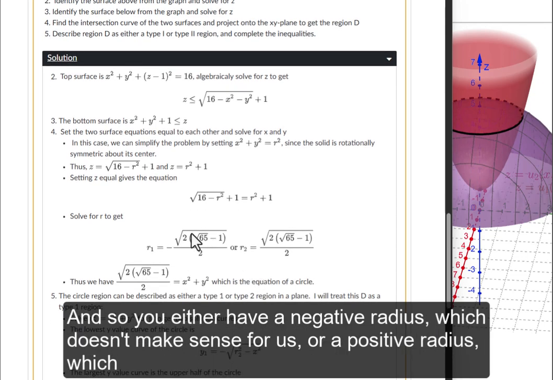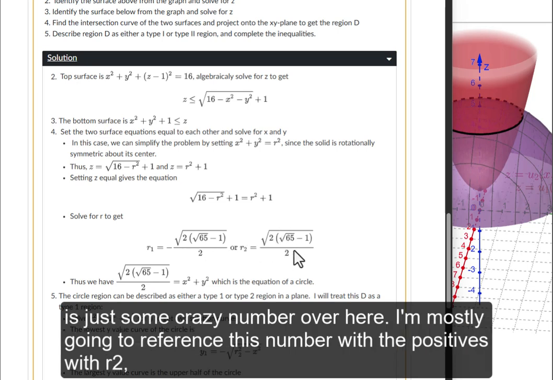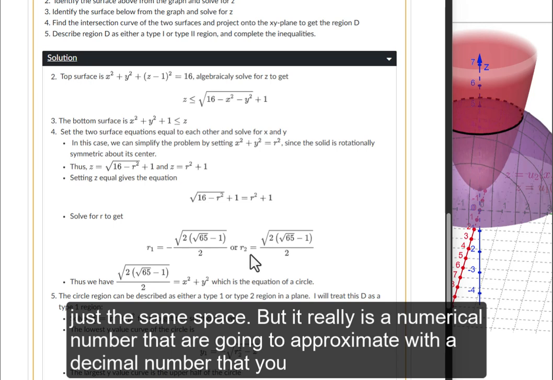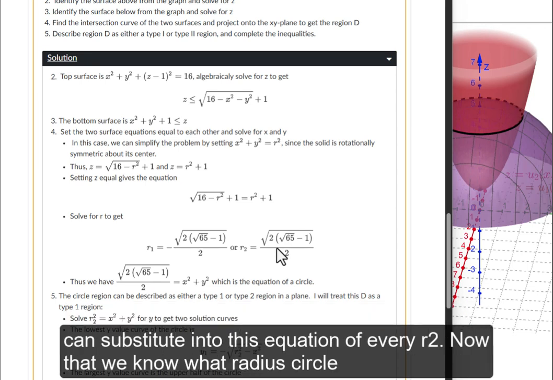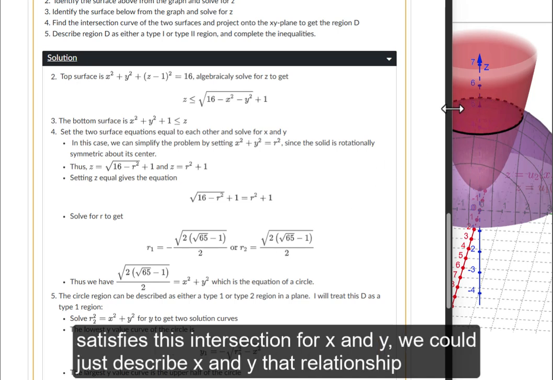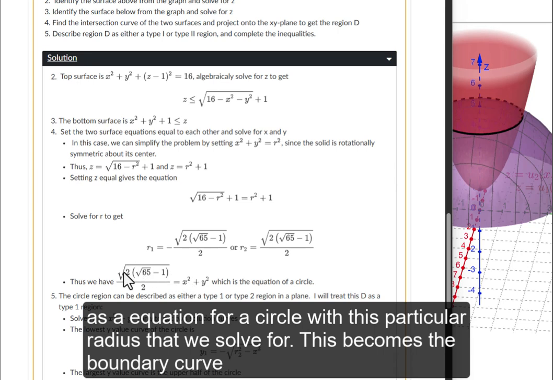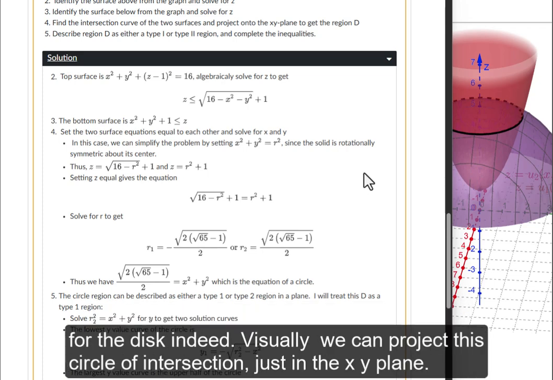And so you either have a negative radius, which doesn't make sense for us, or a positive radius, which is just some crazy number over here. I'm mostly going to reference this number with a positive radius as R2 just to save space, but it really is a numerical number that you can approximate with a decimal and substitute into this equation everywhere you see R2. Now that we know what radius circle satisfies this intersection for x and y, we could just describe x and y, that relationship, as an equation for a circle with this particular radius that we solved for. This becomes the boundary curve for the disk in D.